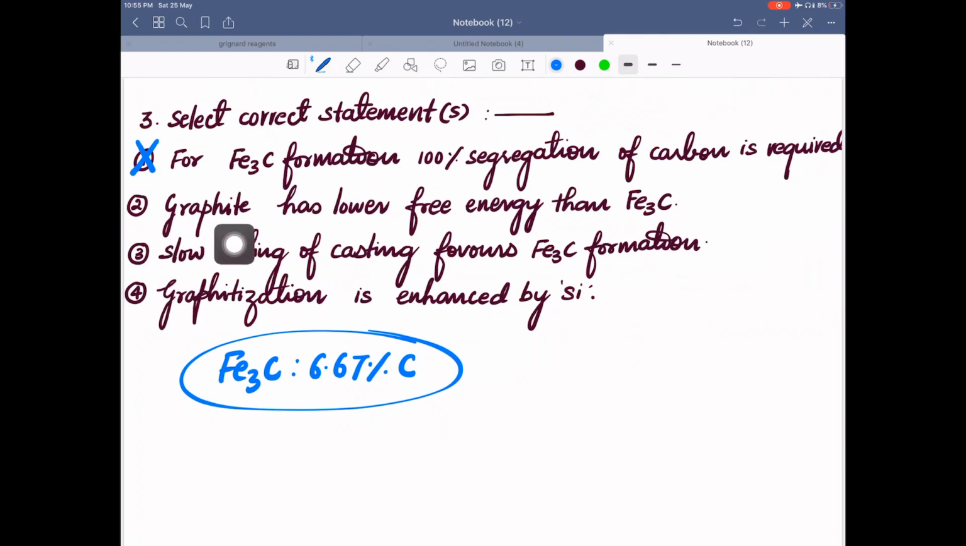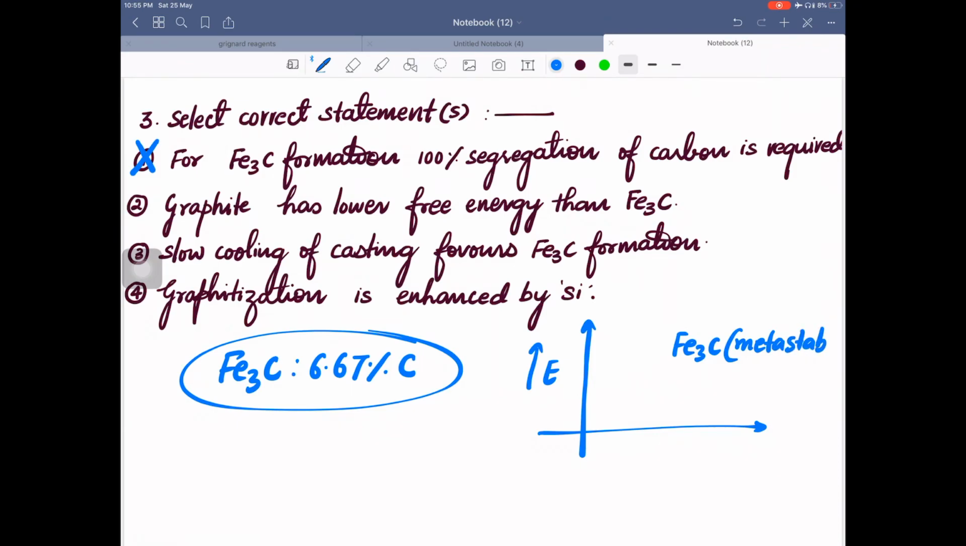Second is graphite has lower free energy than cementite. If we see that energy diagram, Fe3C is metastable, and graphite is stable. Graphite is the most thermodynamically stable allotrope of carbon. It is more stable than diamond also.